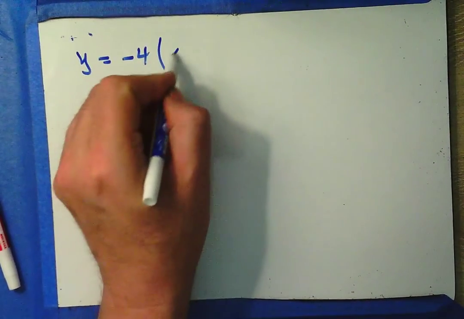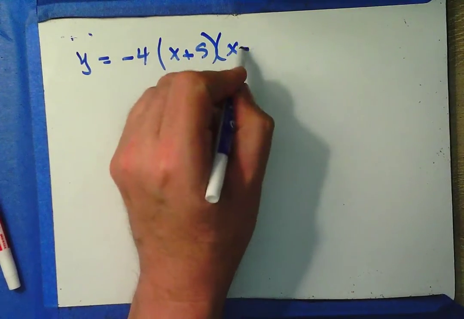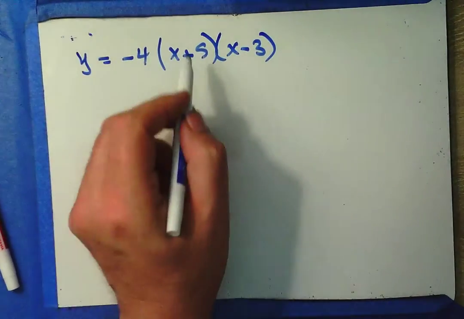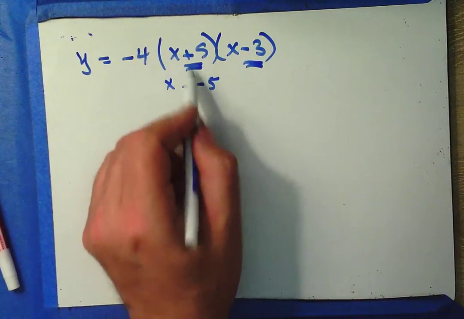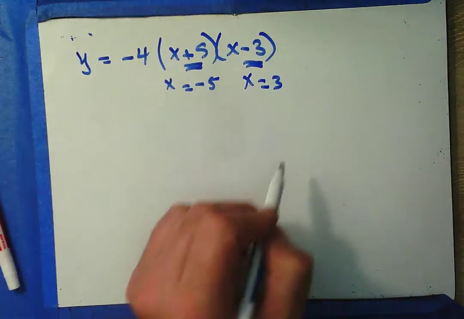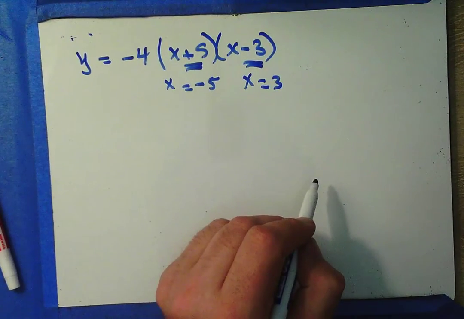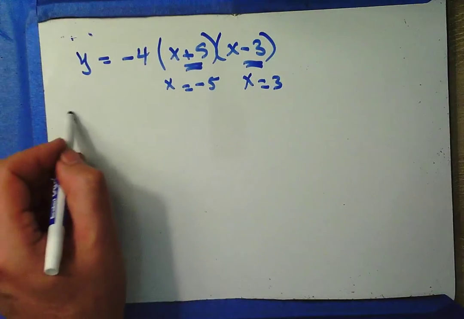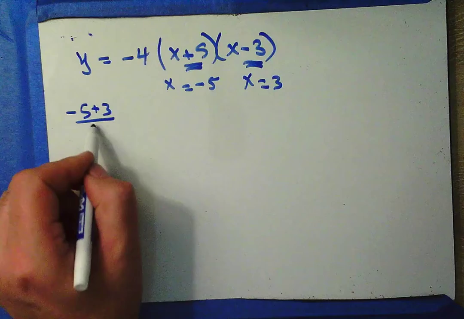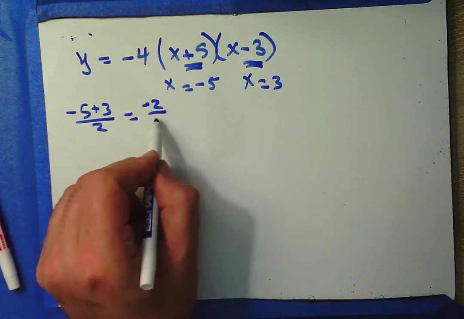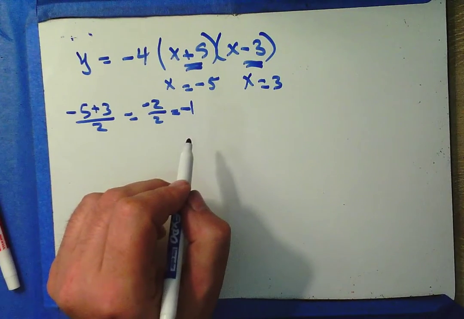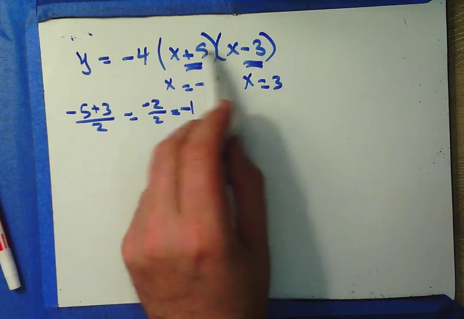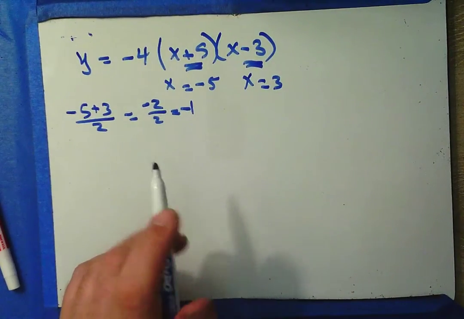So how about y equals negative 4 times (x plus 5) times (x minus 3). Okay, so I see that the x-intercepts are located at x equals negative 5 because inside is opposite land, and x equals positive 3 because inside is opposite land. Now, what about my vertex? Well, what's halfway between negative 5 and positive 3? Well, that's going to be, again, negative 2 over 2 or negative 1. No, the vertex isn't always at negative 1. I just picked some problems where these distances were the same as the distances in the last problem.